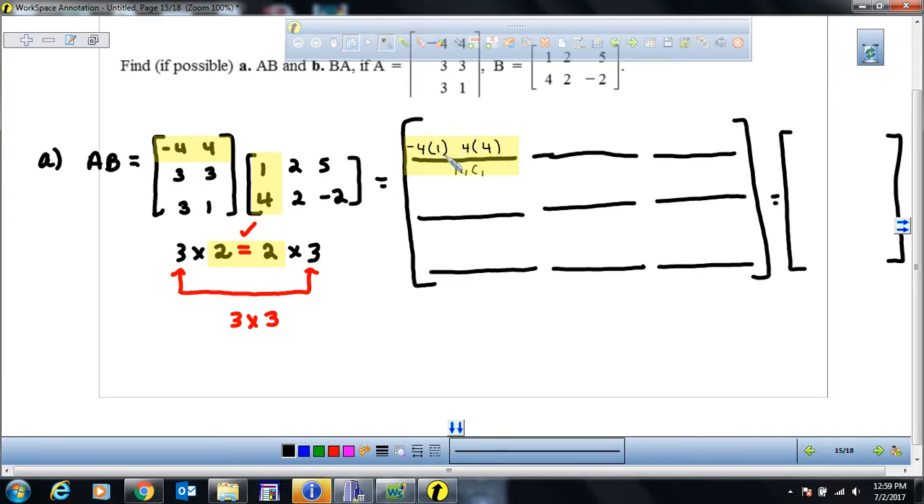And whatever you get for these two, you're going to add these answers. So this is going to give me -4 plus 16, and that's going to give me 12. So the first value is going to be 12.